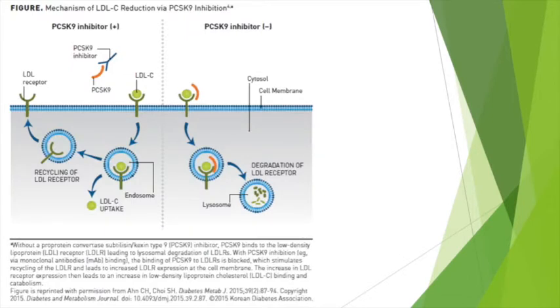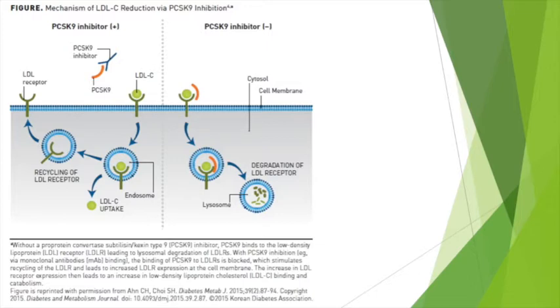Proprotein convertase subtilisin kexin type 9, or PCSK9, is an enzyme involved in lipoprotein homeostasis. Once LDL binds to the LDL receptor on the cell membrane, the LDL-LDL receptor complex is internalized via an endosome. In the absence of PCSK9, the acidic environment of the endosome causes a conformational change in the LDL receptor, which releases its LDL ligand and is recycled back to the cell membrane where it can remove more LDL from the circulation. In the presence of PCSK9, the LDL receptor does not undergo a conformational change and is instead degraded.